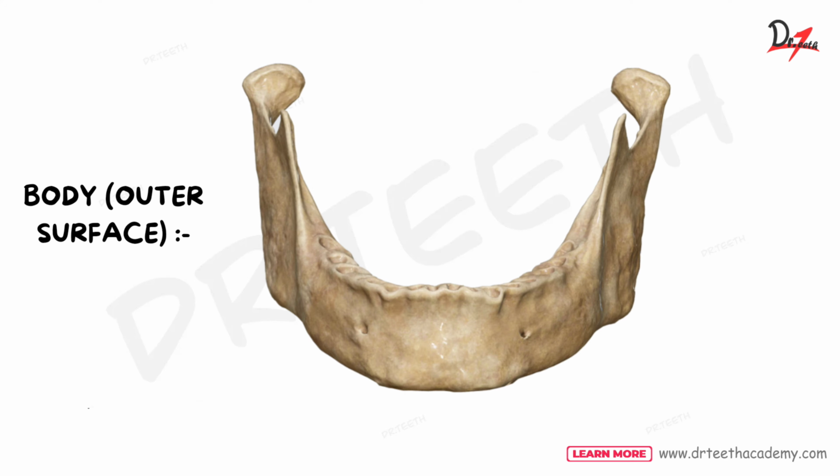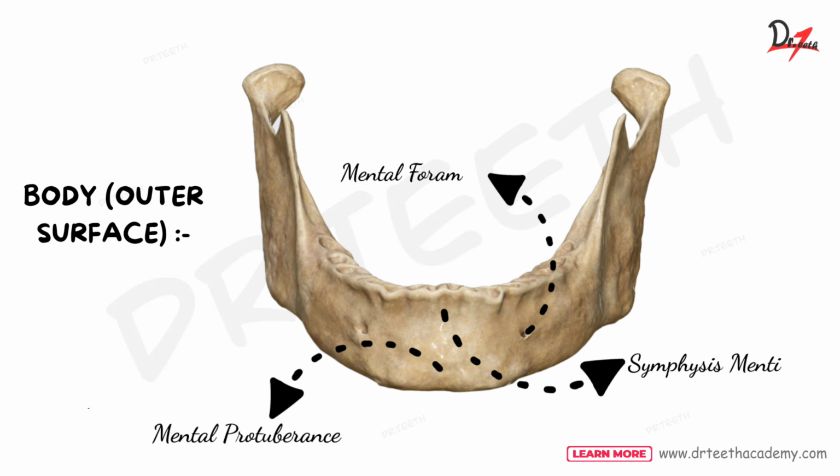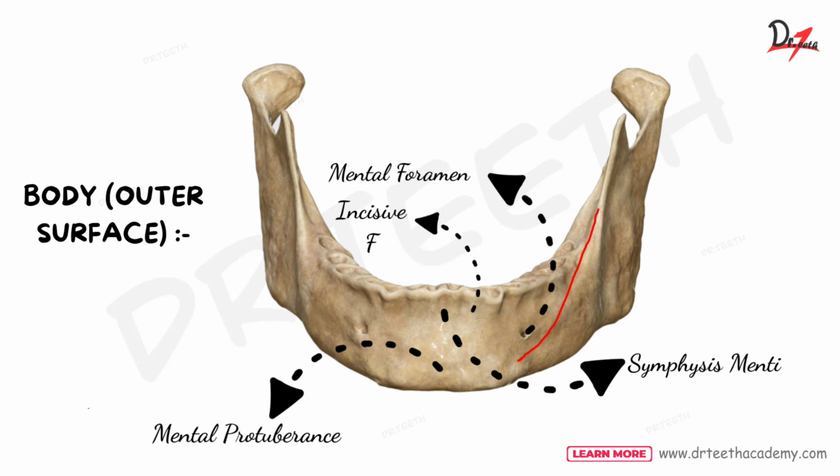So the outer surface presents the following features. The symphysis menti: there is a line at which the right and the left halves of the bone meet each other. Mental protuberance, which is a triangular projecting area in the lower part of the midline. Mental foramen, which is located between the lower premolars. Oblique line, which is a continuation of the anterior border of the ramus of mandible. And lastly, we have the incisive fossa, which is a depression that lies just below the incisor teeth.